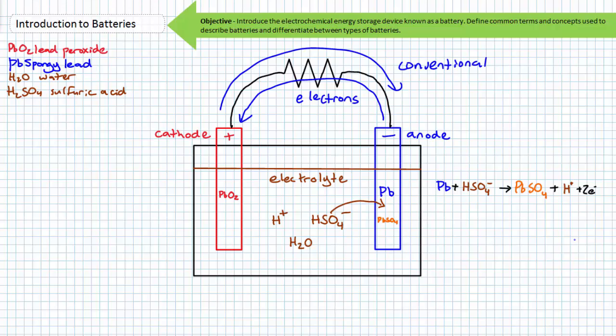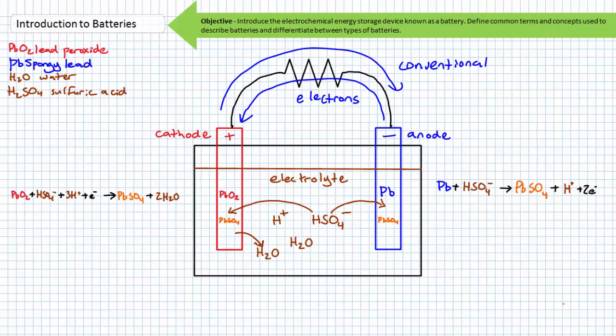The electrons, by moving from the negative terminal to the positive terminal, mean an equal amount of conventional current is traveling from the positive terminal to the negative terminal. Again, conventional current is the opposite of electron flow. At the cathode, lead peroxide combines with the HSO4 anion, the incoming electrons from the closed circuit, and hydrogen cations to also form lead sulfate and water.